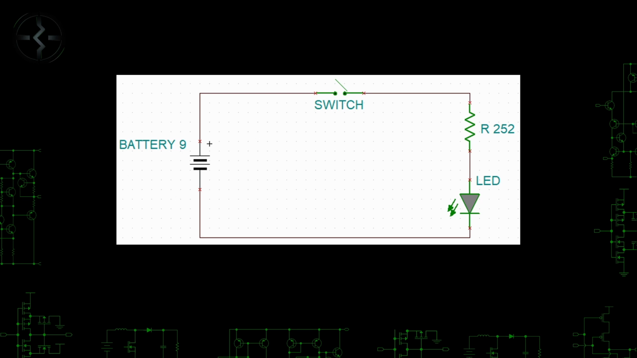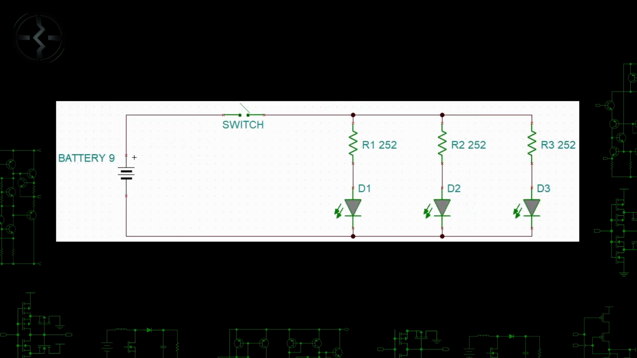However, if you decide that you need more than one LED, then you can add those in parallel with what we already have. Just be sure that the switch is in series with all of the devices, and that there's a resistor in series with each diode separately.